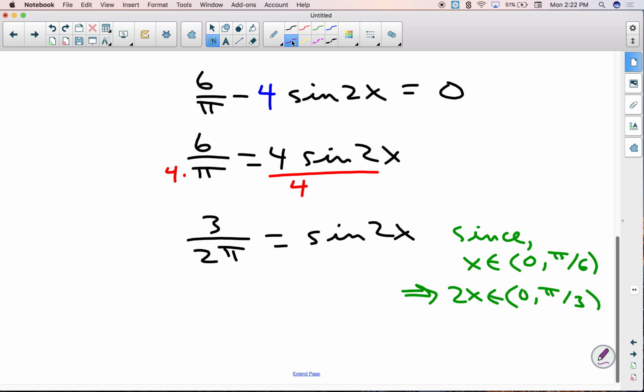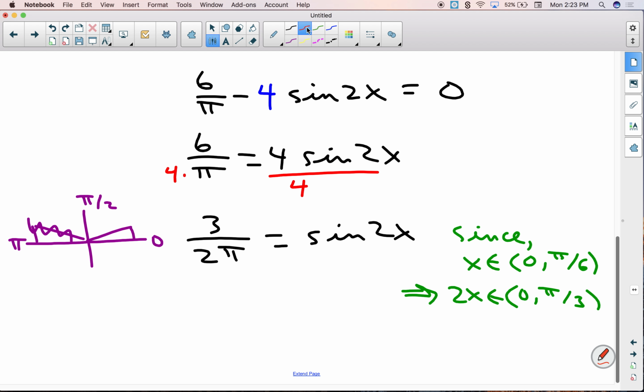Why do I need arc sine here? We know it's going to be in the first quadrant, so 0 to pi, right? But we know it can't be there, because that's outside of this interval 0 to pi over 3. So you're only looking somewhere between 0 and 60 degrees for a solution. But because the ratio's not nice, 3 over 2 pi is not a nice ratio, we will do arc sine.